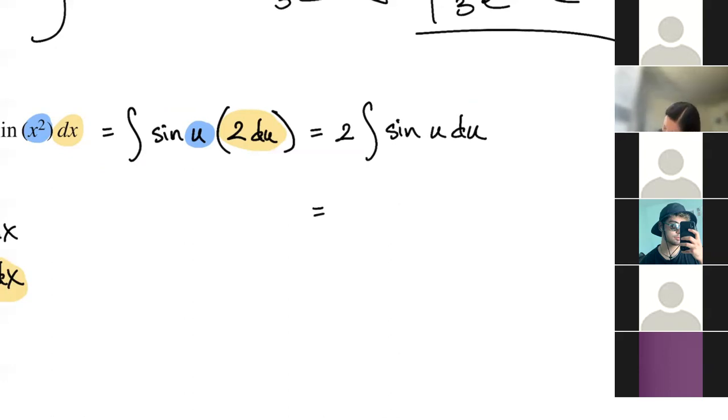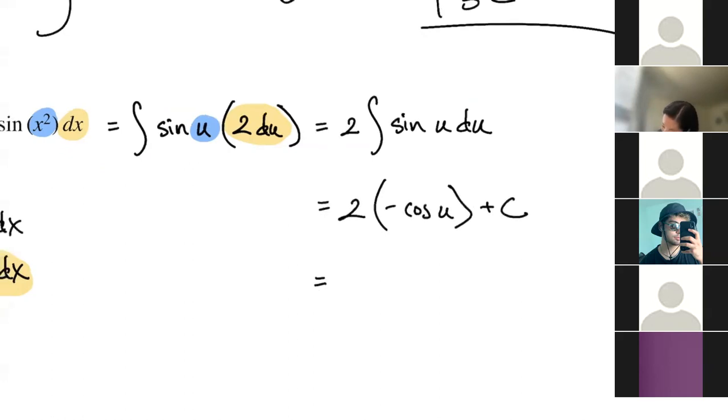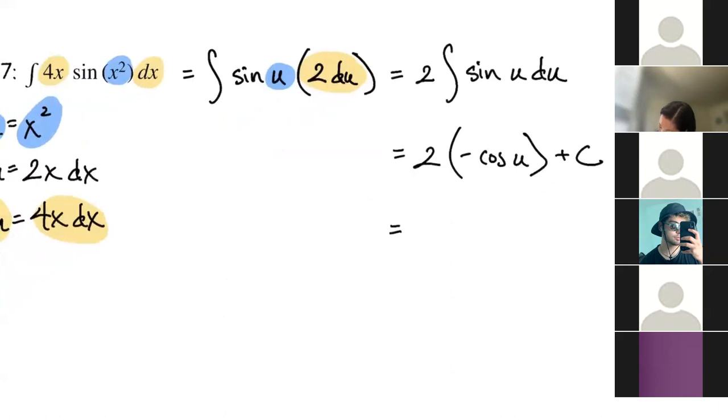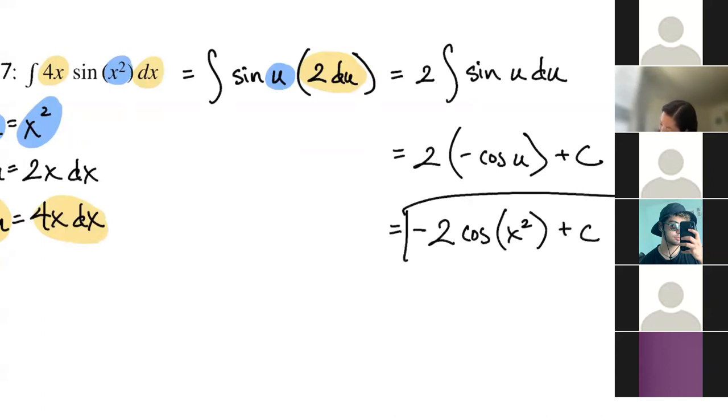Okay, so we get negative cosine. So we have negative 2. Well, let's do it. 2 times negative cosine of u plus c. And I'm going to replace the u with x squared, but I'm also going to bring that negative sign out to the front. I know, right? I totally see through that plan. Negative 2 cosine of x squared plus c.